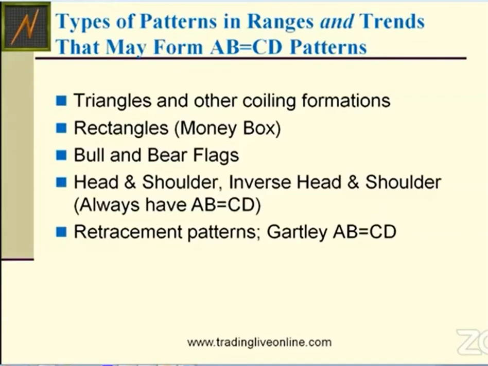So let's talk now about some of the patterns that we'll see in both ranges and trends, and that these patterns also most commonly will form AB equals CD patterns within these patterns. The ABCD pattern can form on its own, but it also is part of these other patterns. So we have triangle patterns and other types of coiling formations, such as a pennant formation, rectangles, which I call a money box because the nature of those patterns is a long rectangle, and then eventually it's going to break out one direction or another.